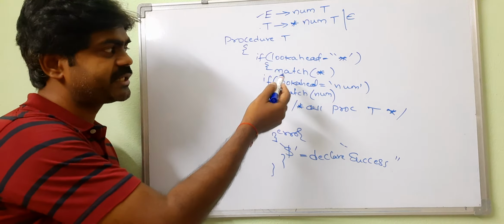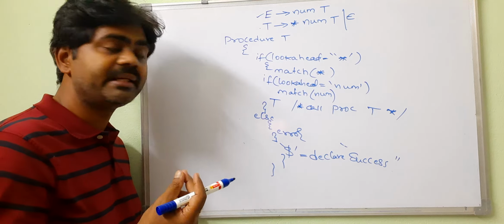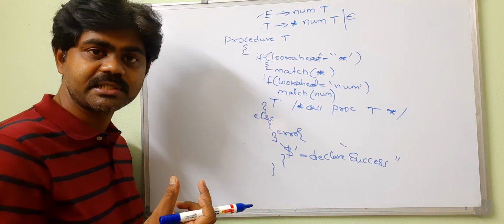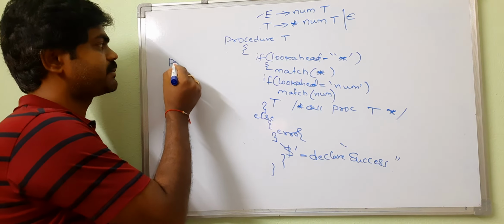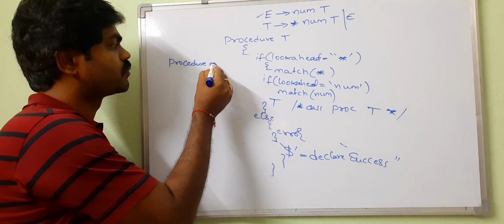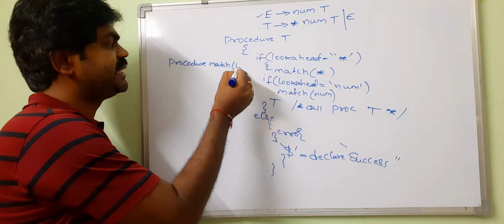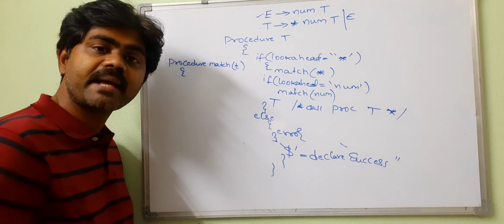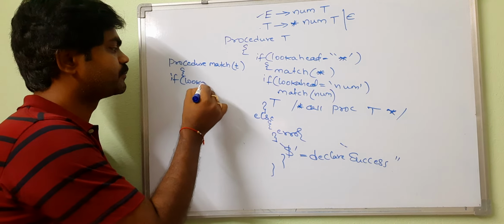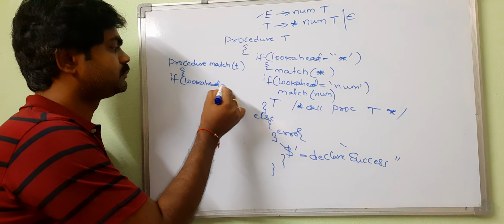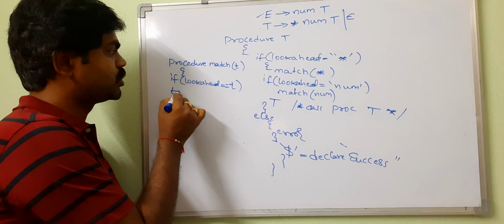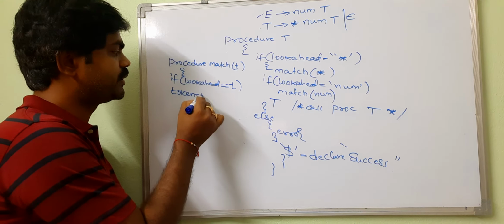Okay, so after this procedure, what happens is I call my procedure. So in every procedure, if we encountered with terminal, what are we doing? We are calling a match. So even that is a procedure. So here, procedure match of T. If look ahead equal to T. Okay. So token equal to next token.